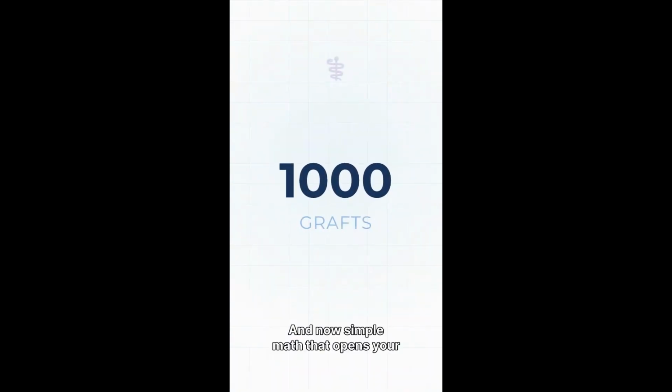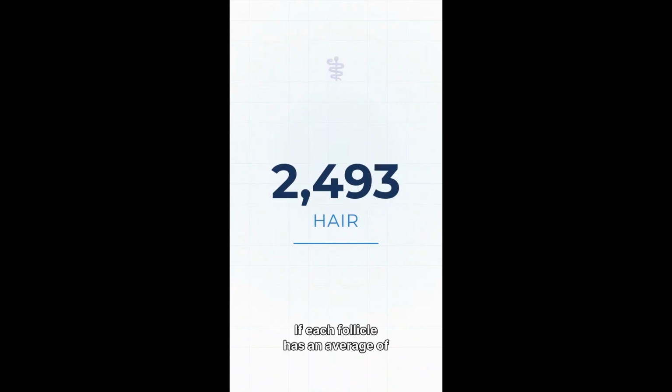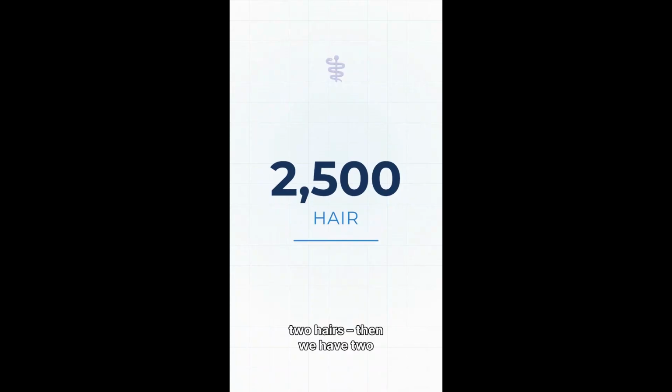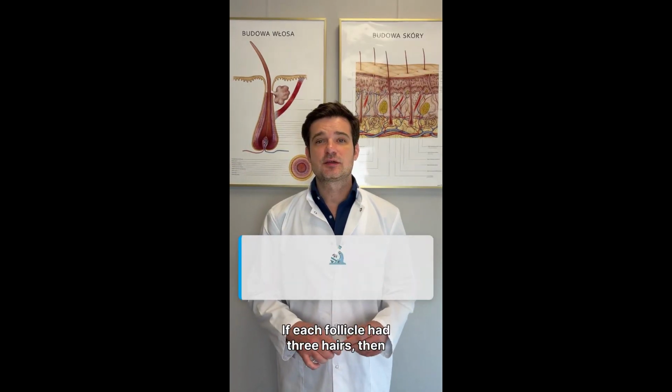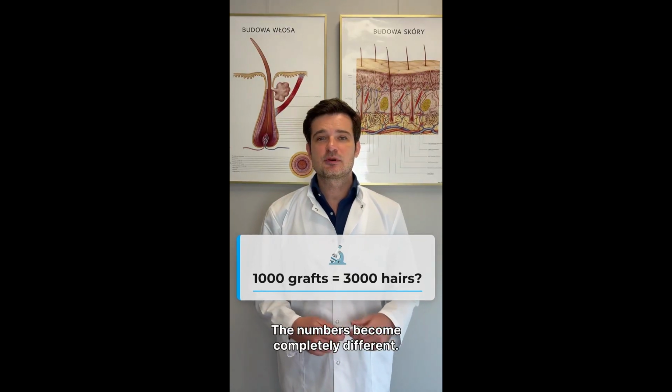And now, simple math that opens your eyes. We take 1,000 grafts, which means 1,000 hair follicles. If each follicle has an average of 2 hairs, then we have 2,000 hairs. If each follicle had 3 hairs, then 1,000 follicles would equal 3,000 hairs. The numbers become completely different.